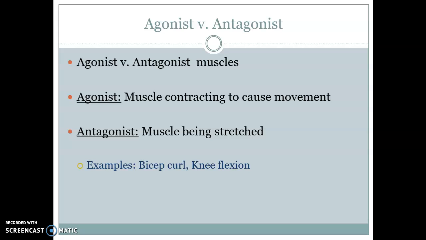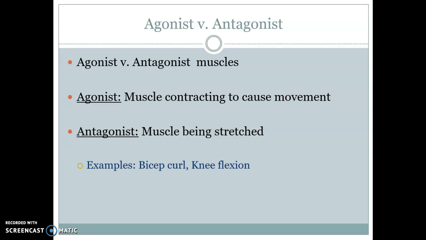So I also want to specify two different types of muscles and muscle contractions. We have agonist versus antagonist muscles when we're talking about a contraction. So an agonist muscle is going to be the muscle that's actually contracting to cause the movement. An antagonist muscle is the muscle that's being stretched during that same movement.